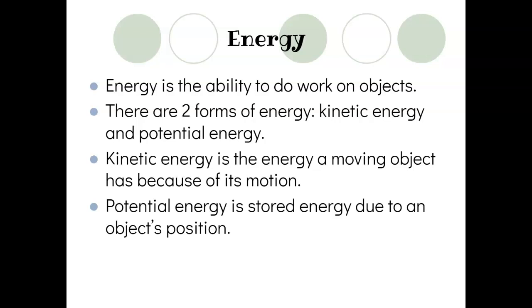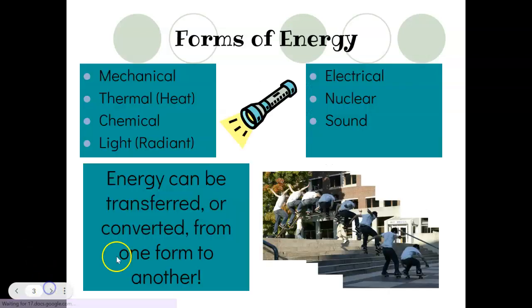Potential energy is stored energy due to an object's position. A really typical example we use is a pencil. If you were to take your pencil right now and hold it above your head and keep it still, it has potential energy, right? It has the potential due to its position. If you let go of that pencil, as it is falling to the ground, it would have kinetic energy because it is in motion. So kinetic energy is energy from motion, and potential energy is energy due to position.